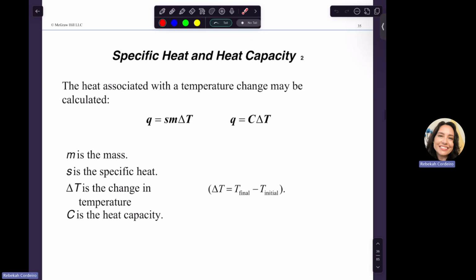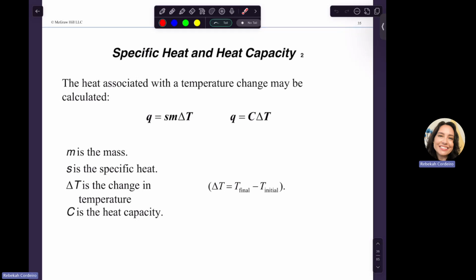Specific heat and heat capacity can be used in formulas. Q is equal to the specific heat times the mass times the change in temperature, and where big C is the heat capacity, Q is equal to the heat capacity times the change in temperature. Y'all, you don't have to think about this too hard. Joules are equal to joules over gram degree C times gram times degree C. Think about what the units are for each of these things, and that can really help you make sense of the formulas. Or what formula do I use, right?